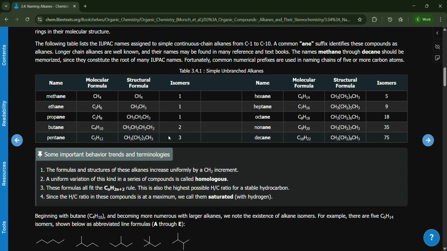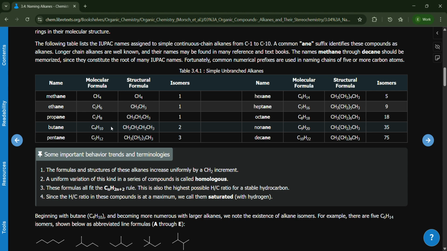If the name ends with "-ane", it is an alkane, and we have to select the longest possible carbon chain, that is the parent chain. Longer chain alkanes are well known and their names may be found in many reference textbooks. The names methane through decane should be memorized since they constitute the root of many IUPAC names. Fortunately, common numerical prefixes are used in naming chains of 5 or more carbon atoms. Methane CH4, ethane C2H6. Okay, propane C3H8, butane C4H10, pentane C5H12.